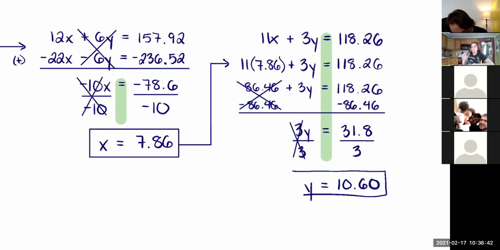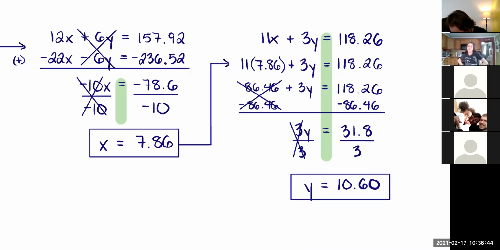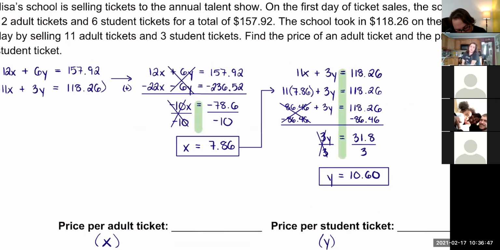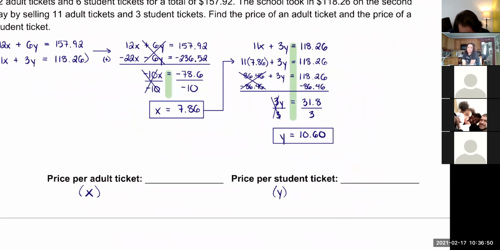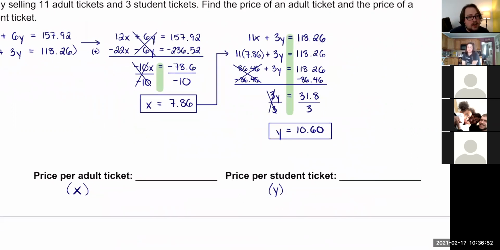But you guys probably already know why I like it that way, considering we're talking money, because when we zoom out, we then remind ourselves, well, hold on, we're not just looking for a point where two lines intersect. X and Y actually represented real information. So X is the price per adult ticket. So it turns out that they charged adults $7.86. Yep, that's a weird thing to charge. It's very specific. And then the student ticket is $10.60.